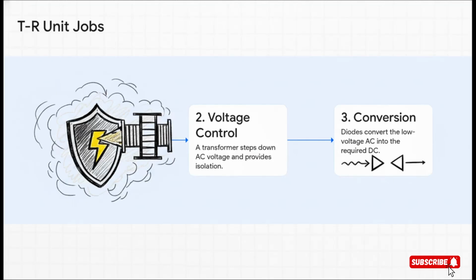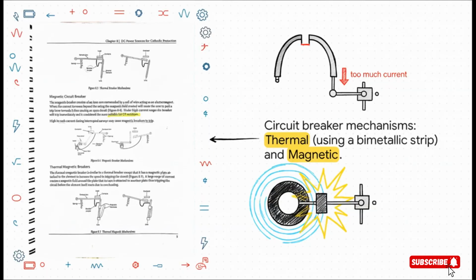You know, every TR unit really only does 3 basic things, one after the other. First, it's got to protect itself from things like power surges. Second, it uses that big transformer to step the voltage down to a useful level. And third, it uses some rectifying parts, usually diodes, to finally change that AC power into the DC power we need. Simple as that. Job number 1, protection.